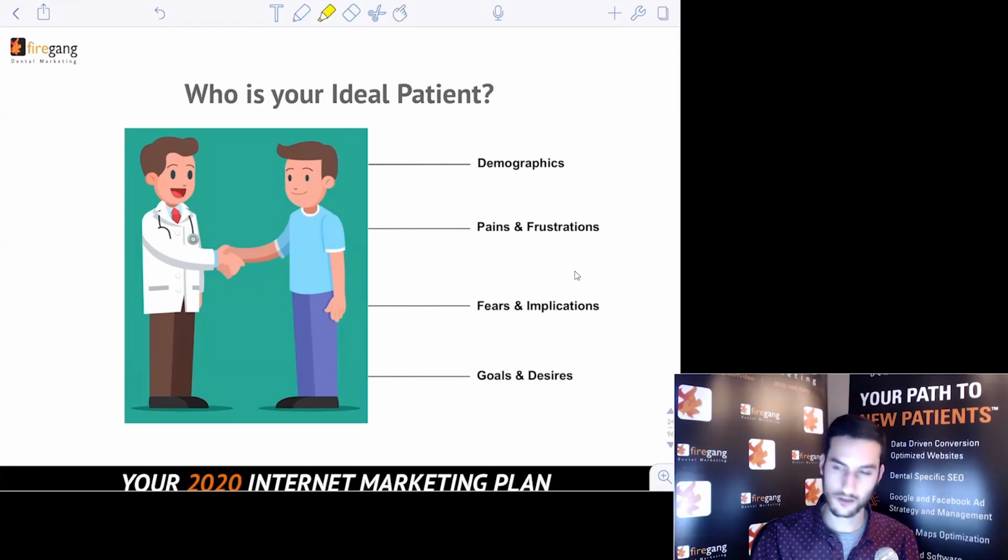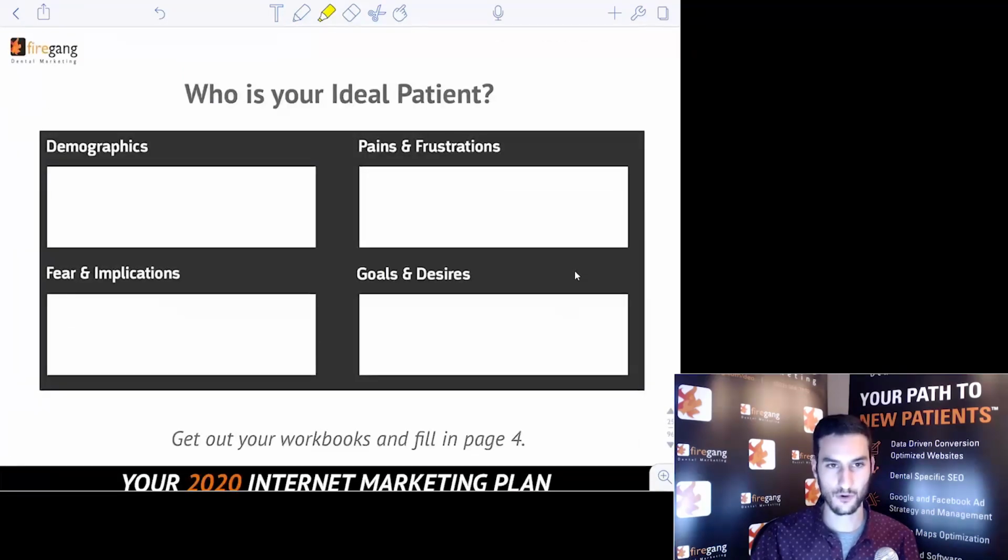So when we're looking at who is an ideal patient for you, we can start to break down these pieces to better understand that. On page 4 of your workbook, you'll be able to see these boxes here, and you can start to fill these in as we go through this process: demographics, pains and frustrations, fears and implications, and goals and desires.